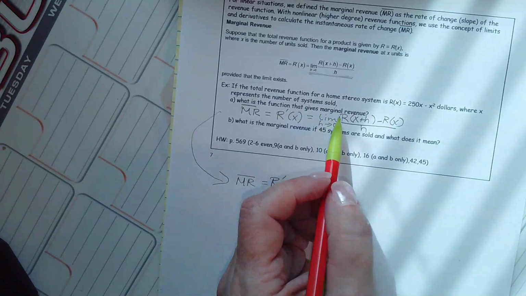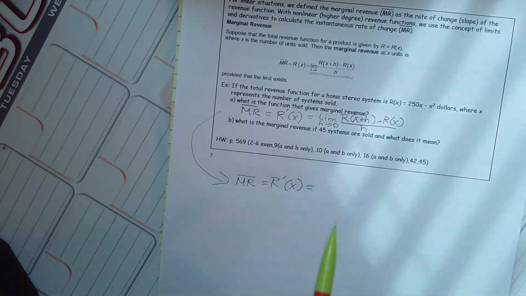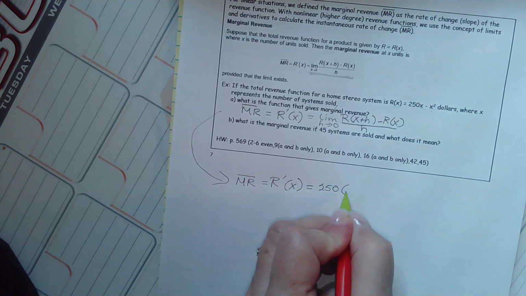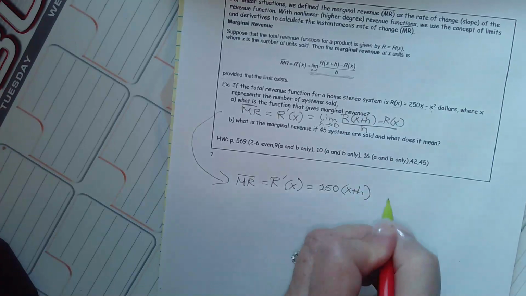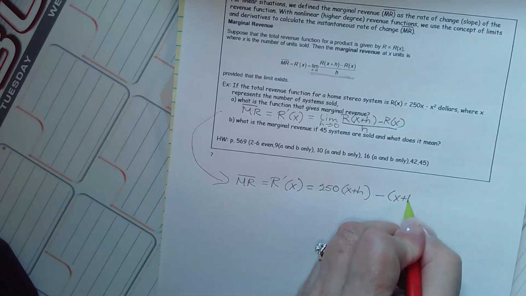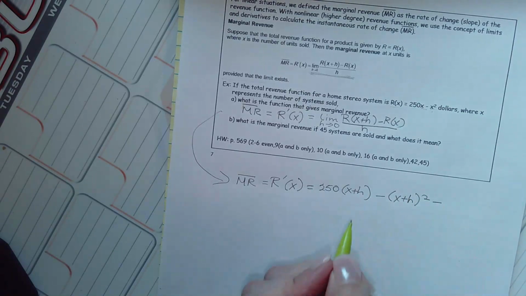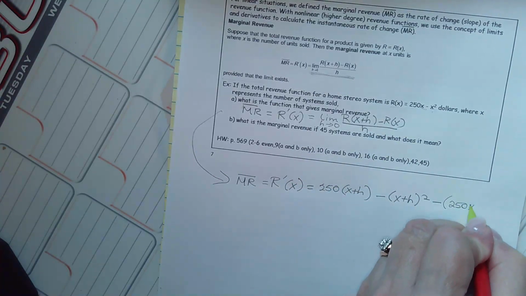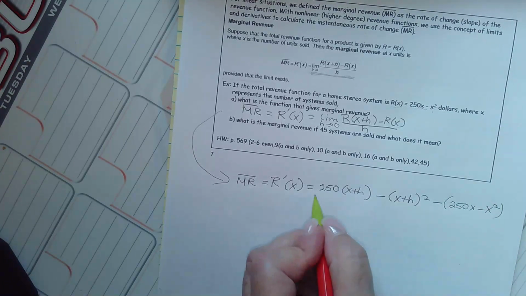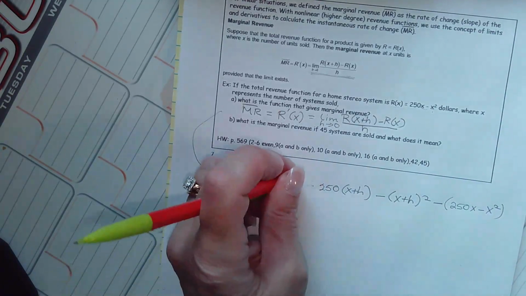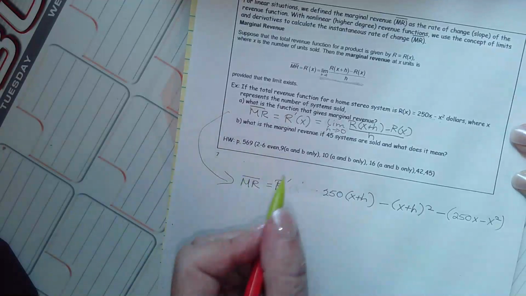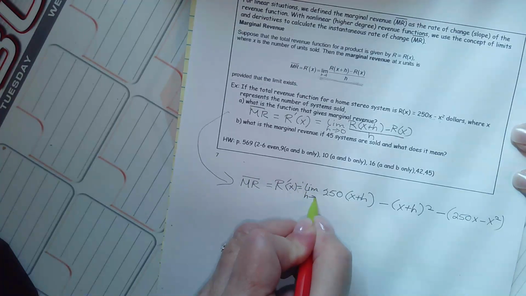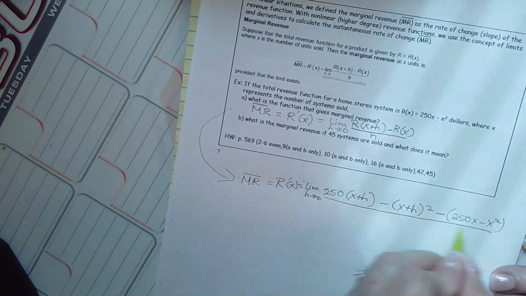All right, so that means the first time through where I see x up here, I've got to plug in x plus h. So that means I've got 250 times the quantity x plus h minus x plus h, quantity squared, minus R of x, which is the quantity 250x minus x squared. And excuse me, I forgot to put my limits in. I always do that. I get in a hurry here when I'm trying to show you. I need to put my limits information out there. The limit as h approaches 0 of that all over h.